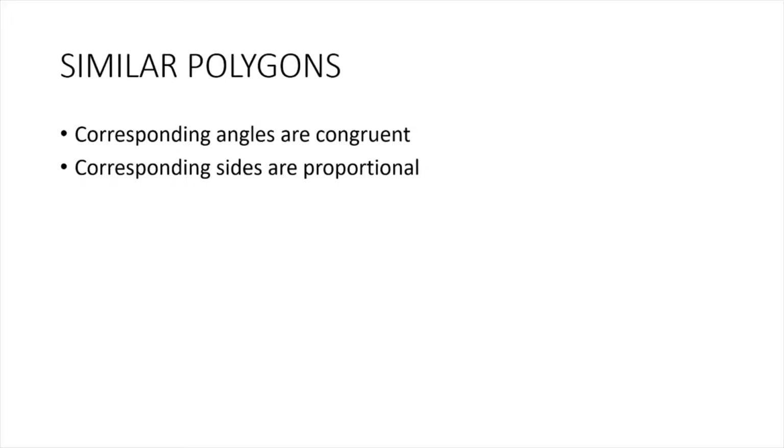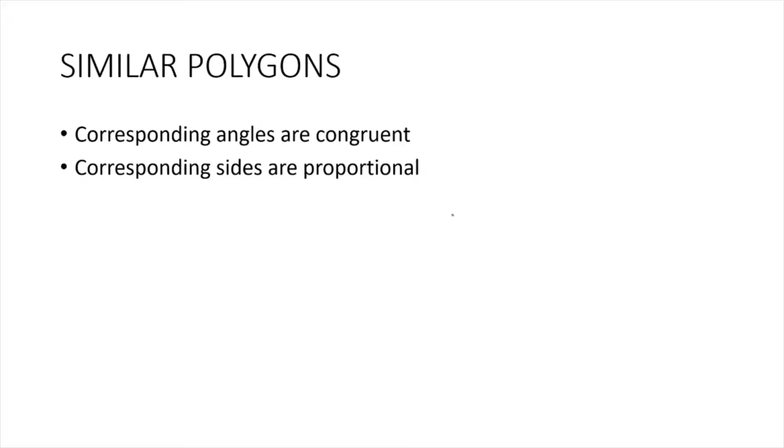In this video, we're going to focus on word problems that involve similar polygons and similar solids. If two polygons are similar, then the corresponding angles, or the angles at matching corners, are congruent, or of the same measure. As a result, the measures of the corresponding sides are proportional.